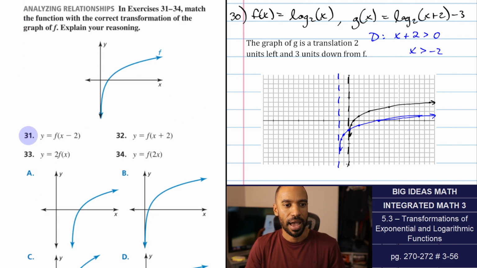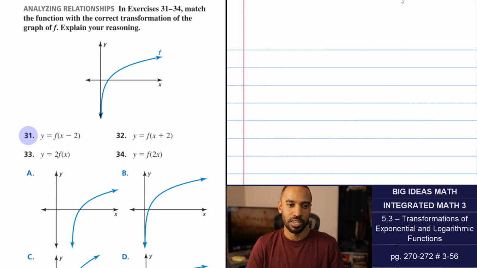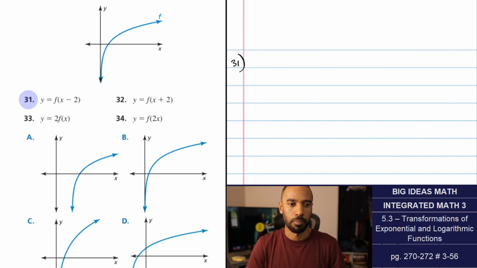Numbers 31 to 34, match the function with the correct transformation of the graph of f. Explain your reasoning. So they're not even showing you what f of x is. It's basically a black box function. We do know that it's some sort of logarithmic function. So we're taking a look at what these are in comparison.